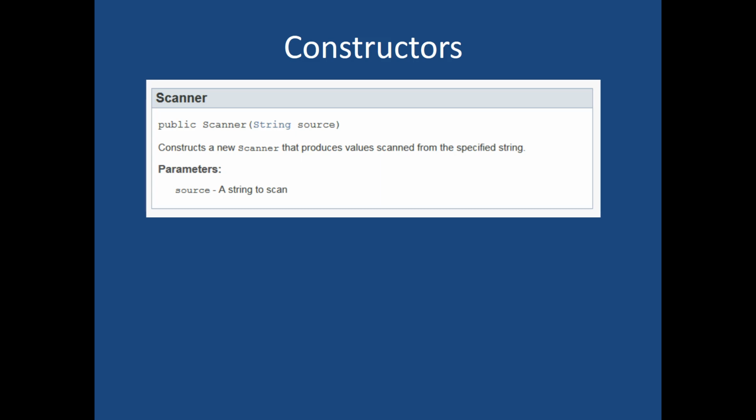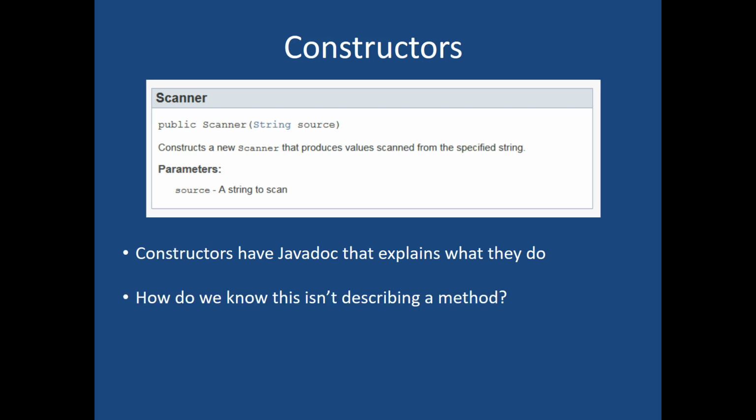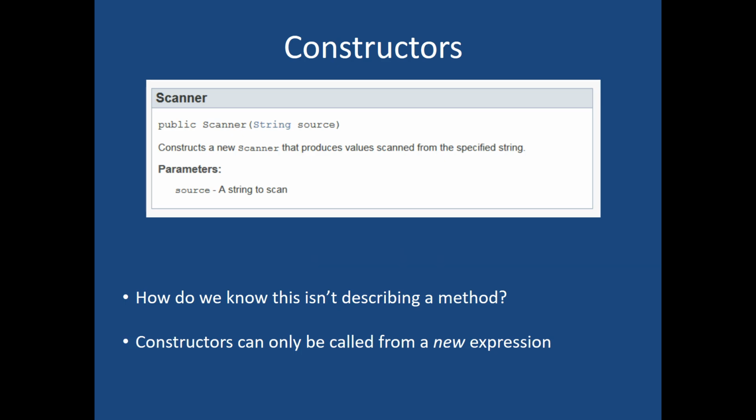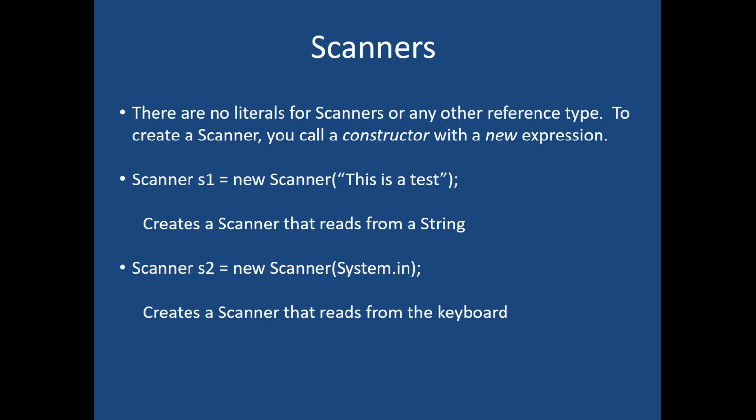So a constructor is how you create objects. The other methods the class provides are for manipulating objects of that type. But the constructors are for creating objects, in this case scanners. So you can see it constructs a new scanner that produces values scanned from the specified string. We know it's not a method because there's no return type and the name of the thing is the same as the name of the class. That tells you it's a constructor. And to use a constructor, you say new. You're saying give me a new scanner. Create a new scanner from, this is a test. Create a new scanner from System.in.